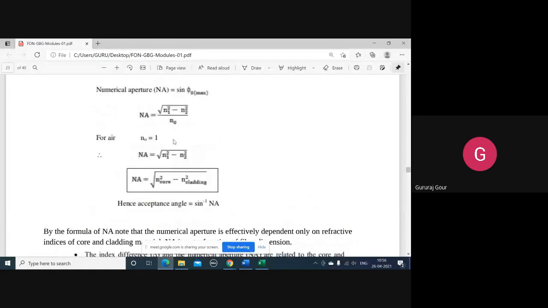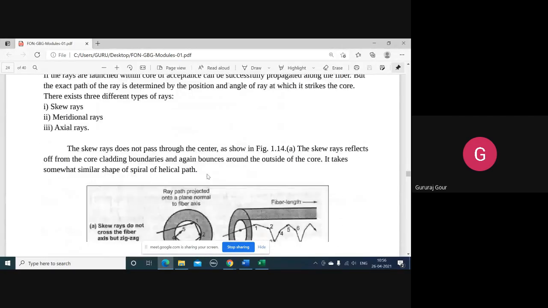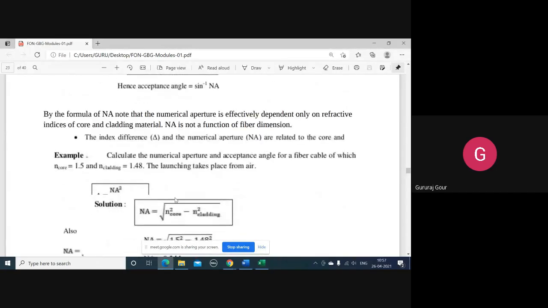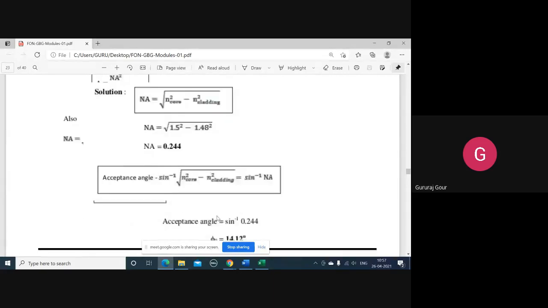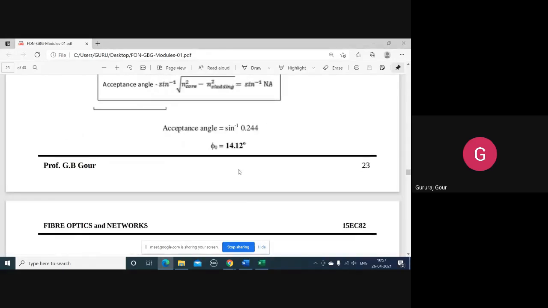But n0 is 1 for air. You will get numerical aperture equal to the square root of n core square minus n cladding square. Or if you take the reciprocal of that, you will get it like this. Some numericals are coming there, very simple numericals. Calculate the numerical aperture and acceptance angle for a fiber cable for which n core and n cladding are given. The numerical aperture formula we know, just derived: square root of n core square minus n cladding square. Acceptance angle is nothing but the sine inverse of this.